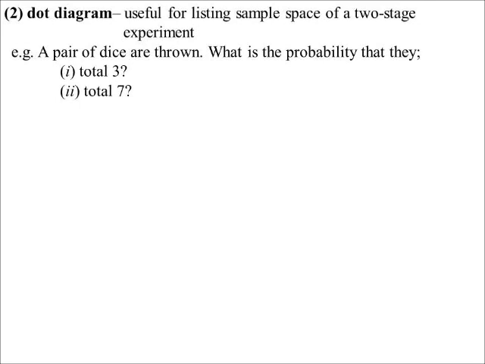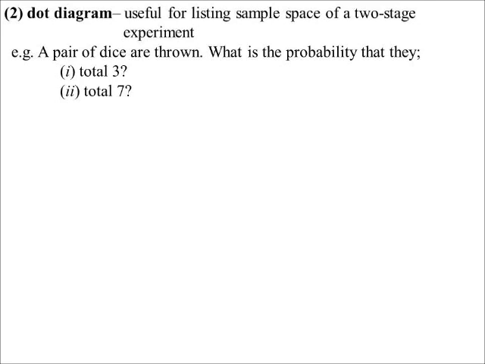There's another way, you might have seen it before, a dot diagram or something like that. So we've got a pair of dice. Again, it's a sort of common probability question. Roll a pair of dice. Probability they total 3, probability they total 7.